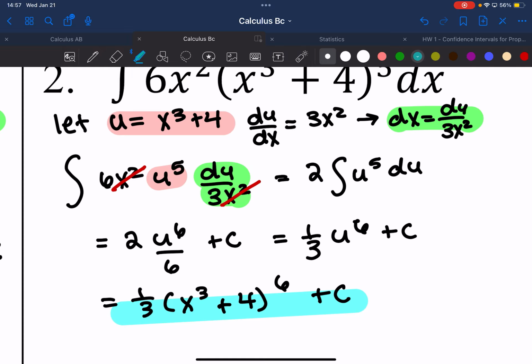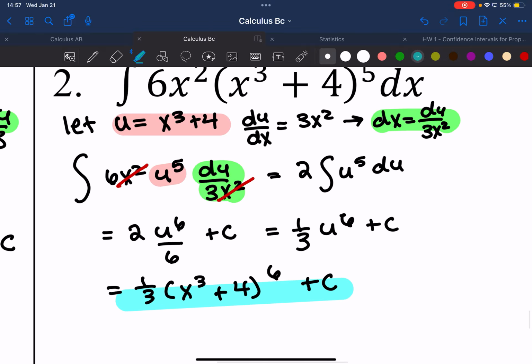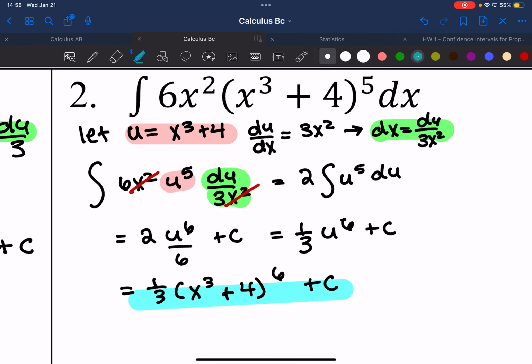This is AB. Okay, so difference between AB and BC. AB stops here. They don't do anything more complicated. Okay, BC. Do you see in the notes where it says some tricky examples? You guys see that? Right before 6, 7? Some tricky examples. That's BC. Okay, any questions on 2?